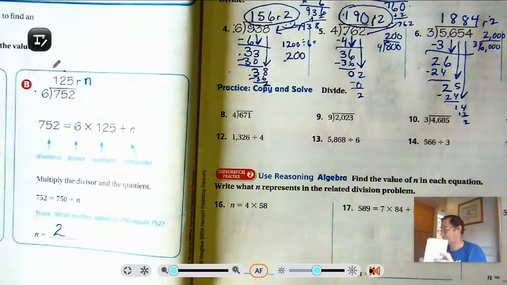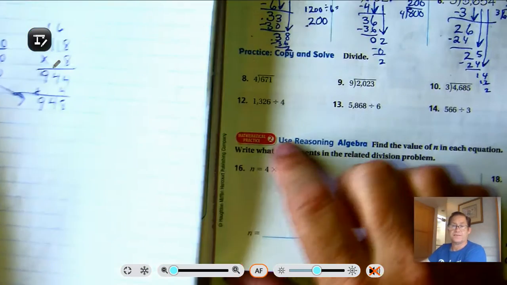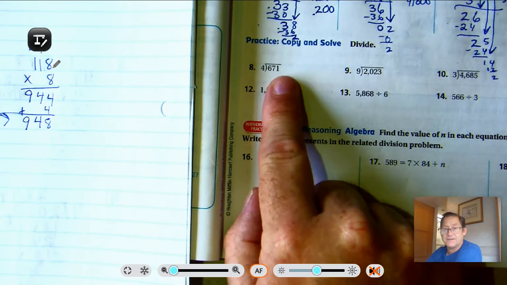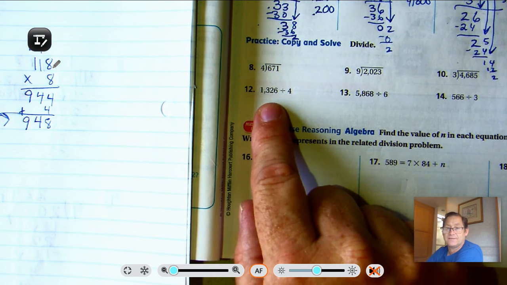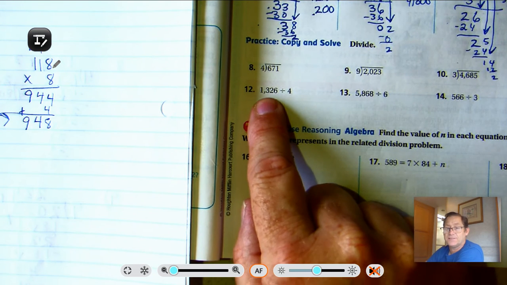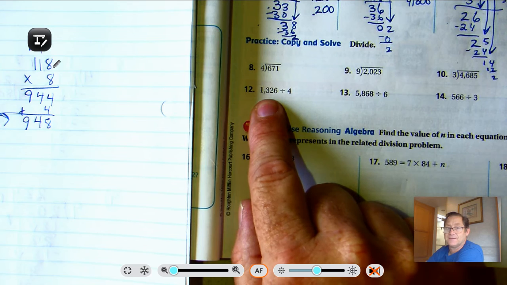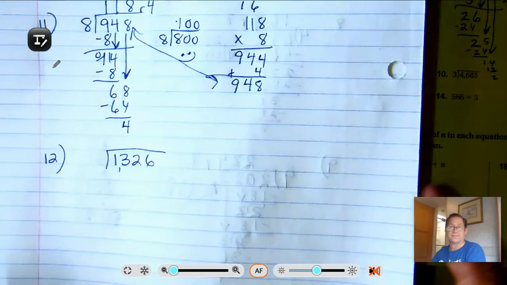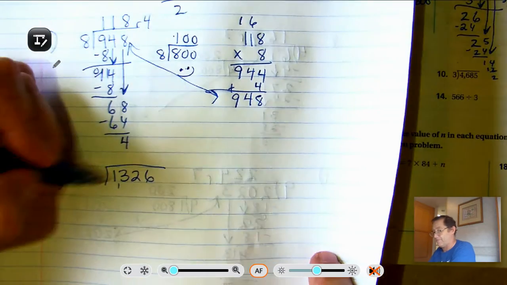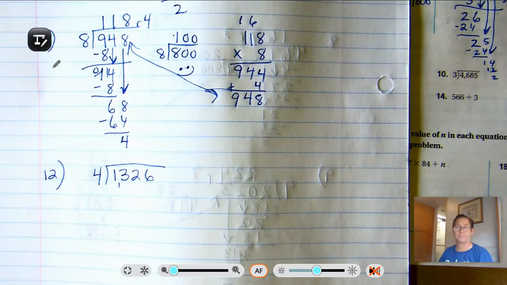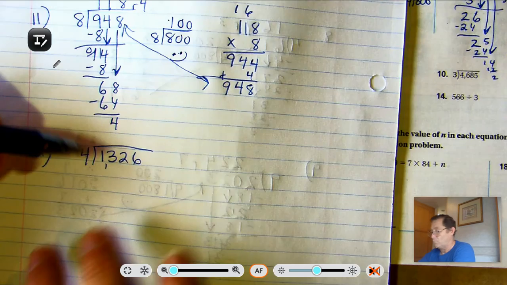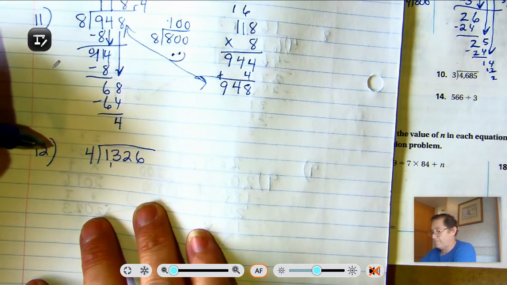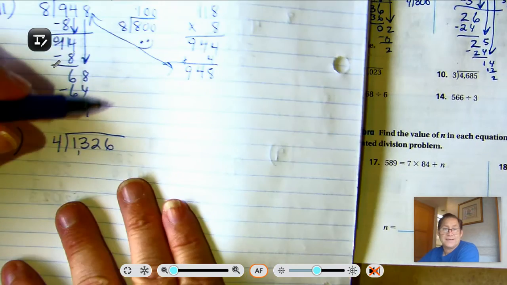Number 12. Okay, so you see number 12 is written differently than what we've been doing, but it's the same thing. The number you say first is the dividend, so this would be inside. So 1,326 divided by 4.